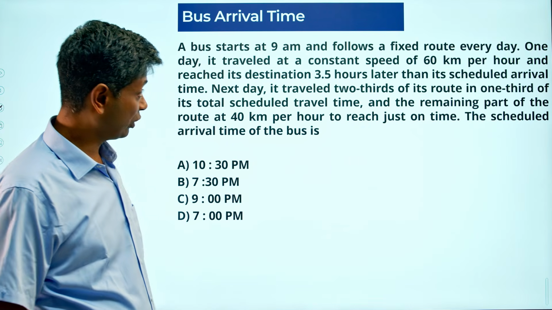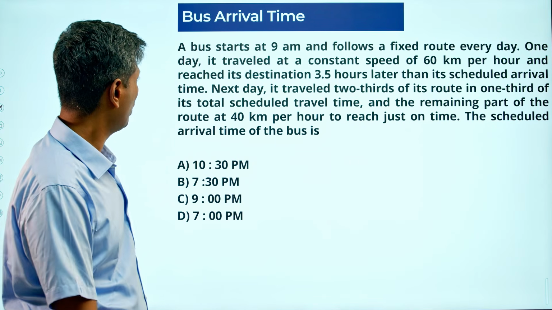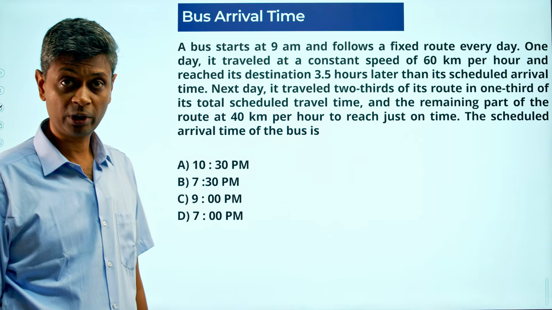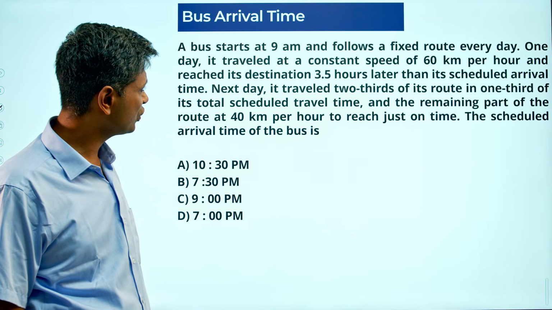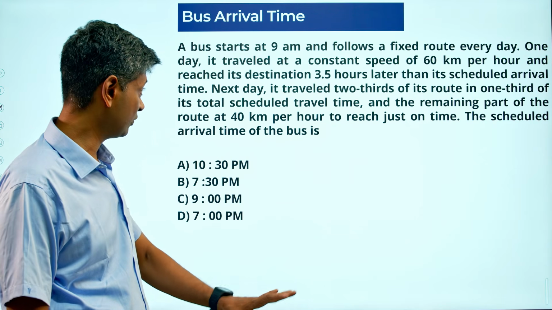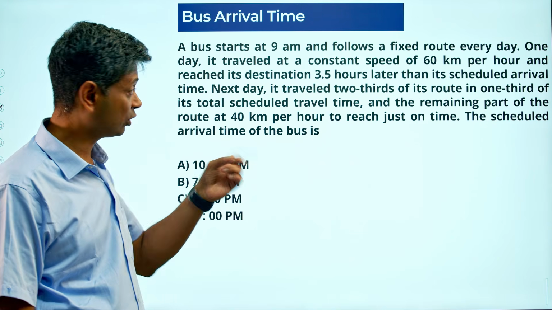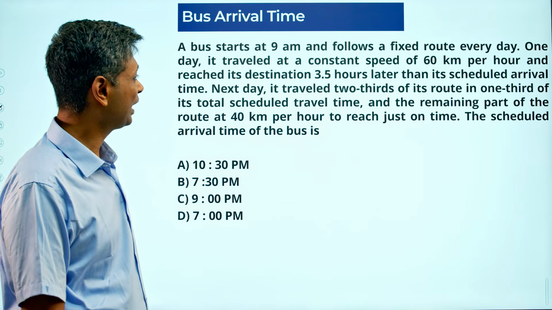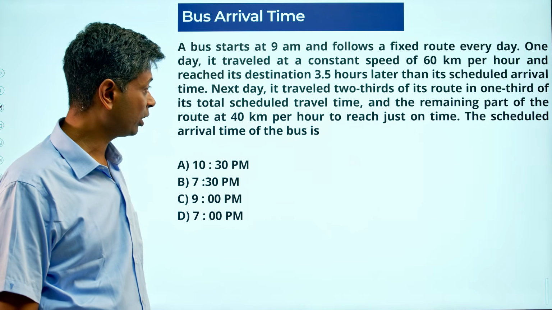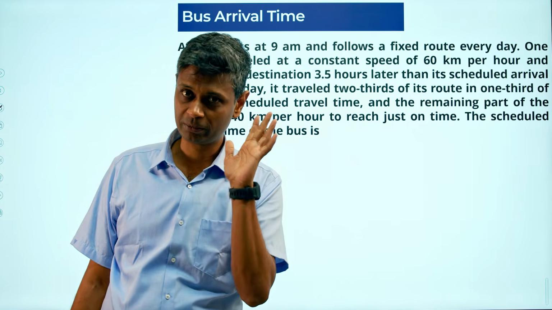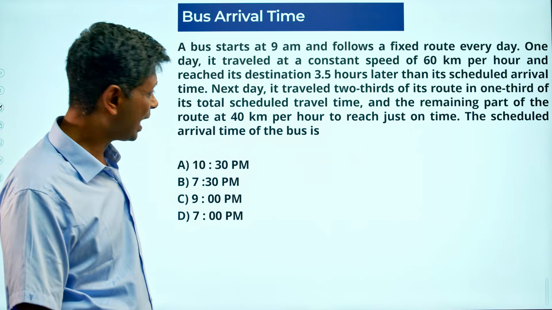A bus starts at 9 a.m. and follows a fixed route every day. One day it travels at a constant speed of 60 kilometers per hour and reaches its destination 3.5 hours later than its scheduled arrival time. Next day it travels 2/3 of its route in 1/3 of its total scheduled time, and the remaining part at 40 kilometers per hour to reach just on time. The scheduled arrival time of the bus?